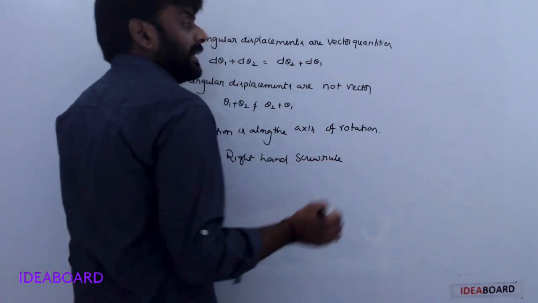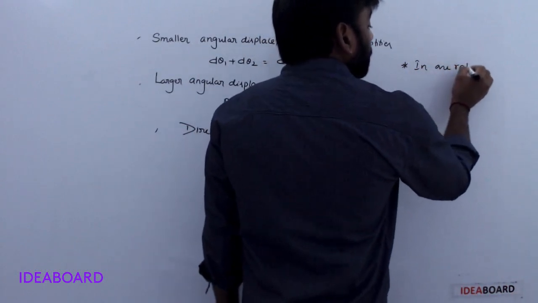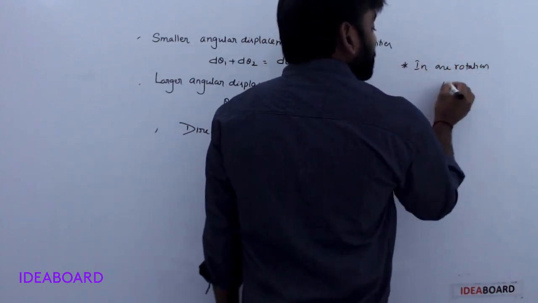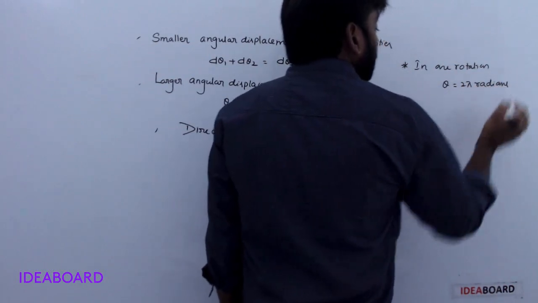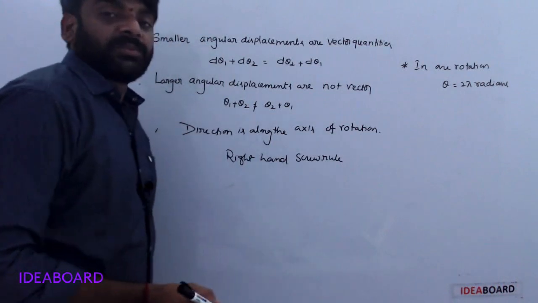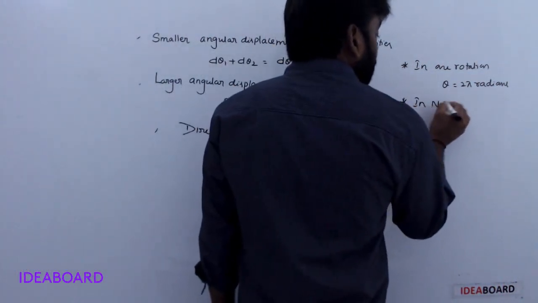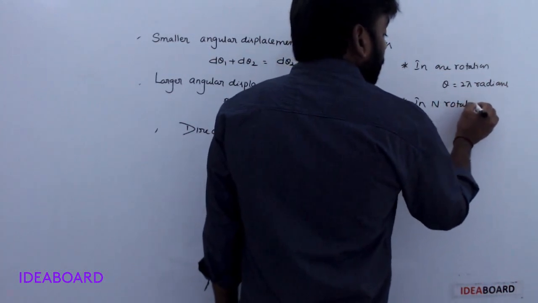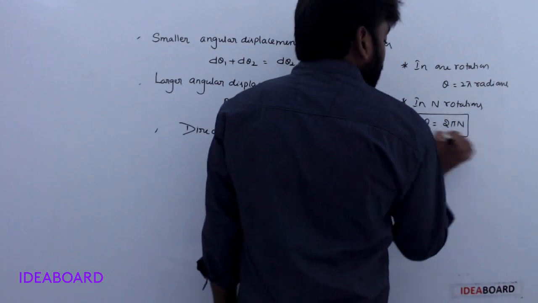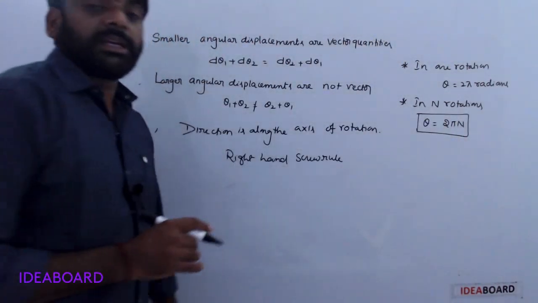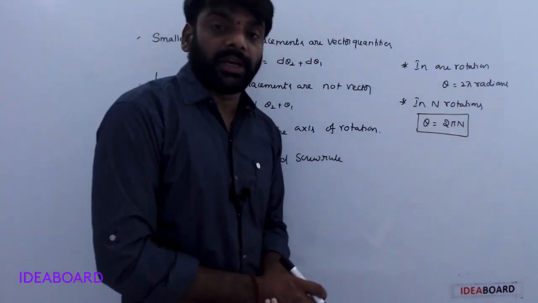Now, in one rotation, what is the angular displacement? 2 pi radians. In one rotation, angular displacement is equal to 2 pi radians. In n rotations, theta, the angular displacement, is equal to 2 pi n.